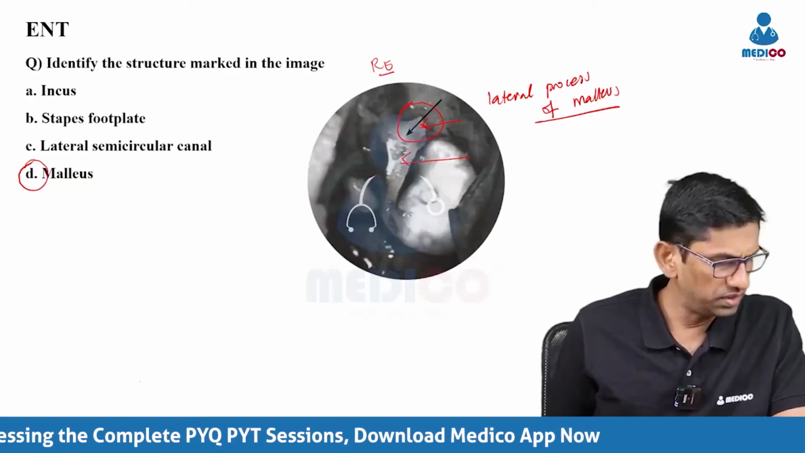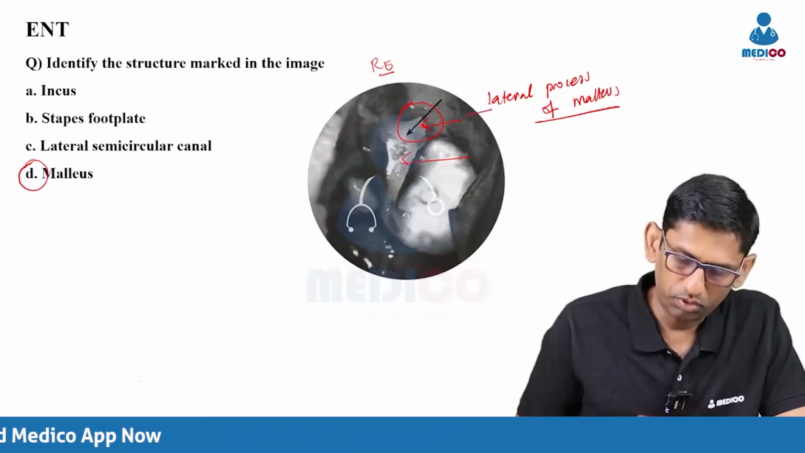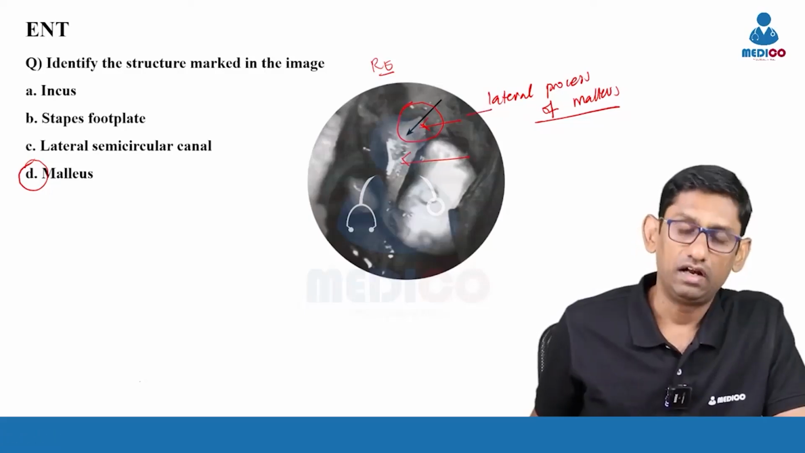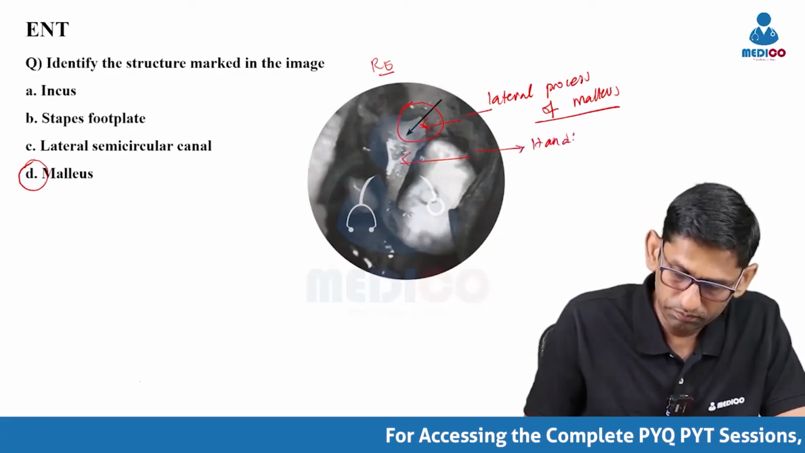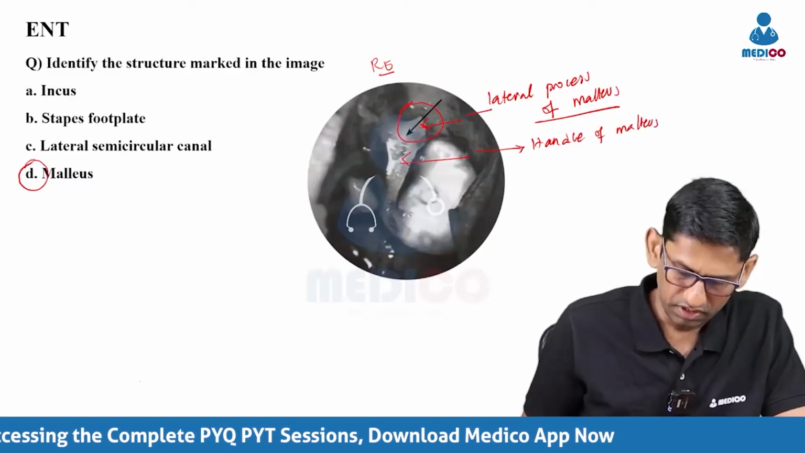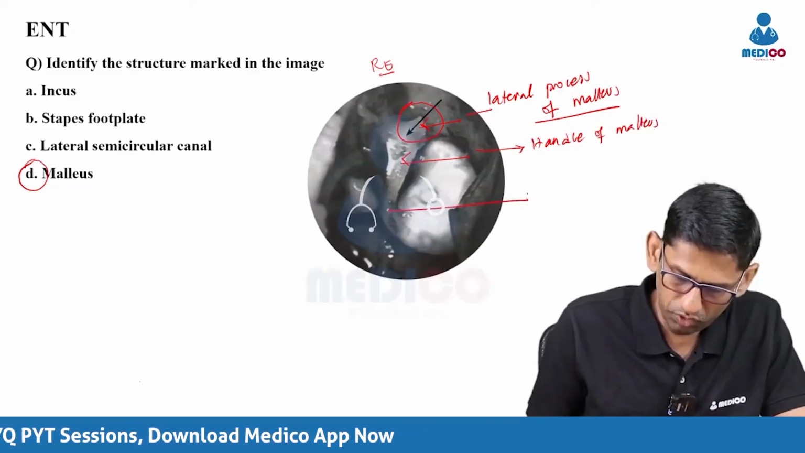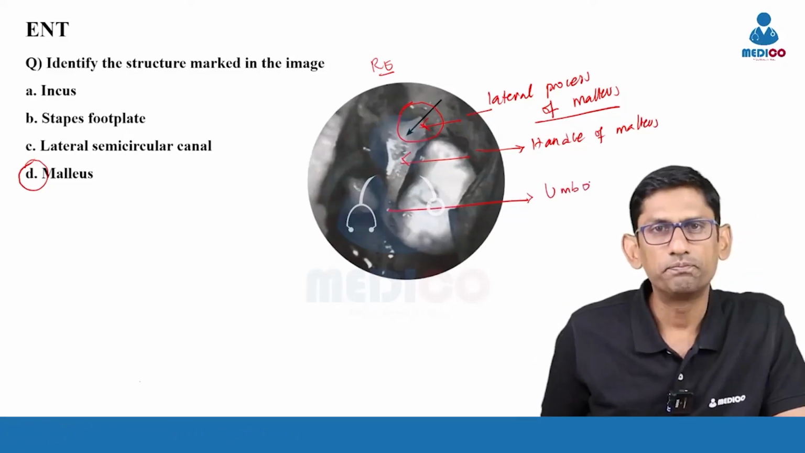And the question is simply the malleus. So this is called the lateral process of the malleus. And this is called the handle of malleus, and this is the tip of malleus, which is called the umbo.